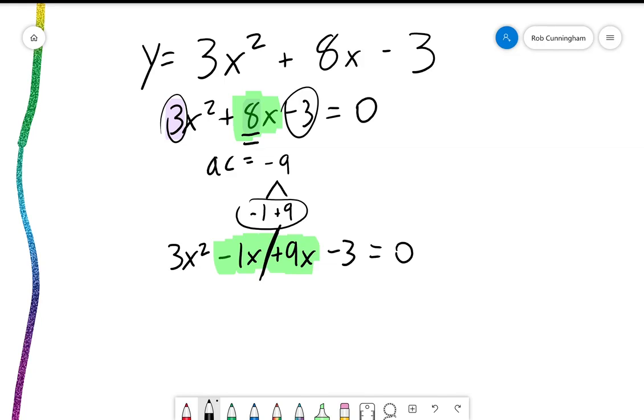Our next step, split this new quadrinomial in half. What can I factor out of the first two terms? Well, all I see is an x. 3x squared divided by x is just 3x. Negative 1x divided by x is negative 1. Don't forget that we're adding these together. In this second two terms, I see a 3 that I can divide out. 9x divided by 3 is 3x. Negative 3 divided by 3 is negative 1.